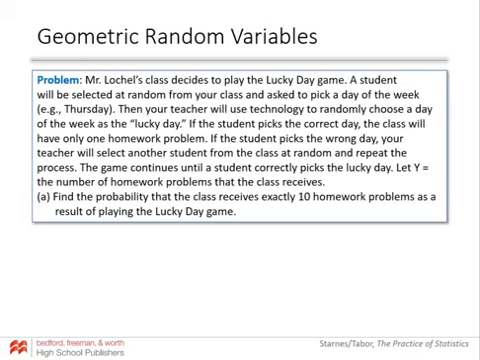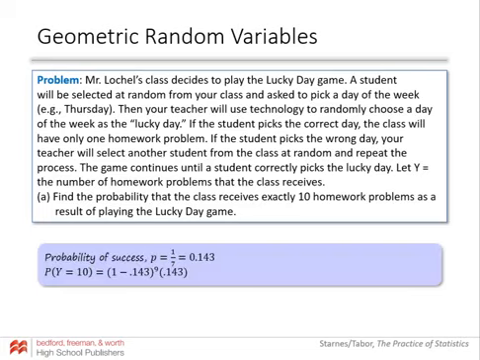I'm going to let you pause and read through this. Okay, so the probability that they get exactly 10 homework problems. So we want the probability that y is equal to 10. The probability of success is 1 over 7 or 0.143 because there are 7 days and they're picking from. Okay, so that's going to be equal to 1 minus 0.143 to the k minus 1. K is 10, so to the 9th power. All right, and then times 0.143.